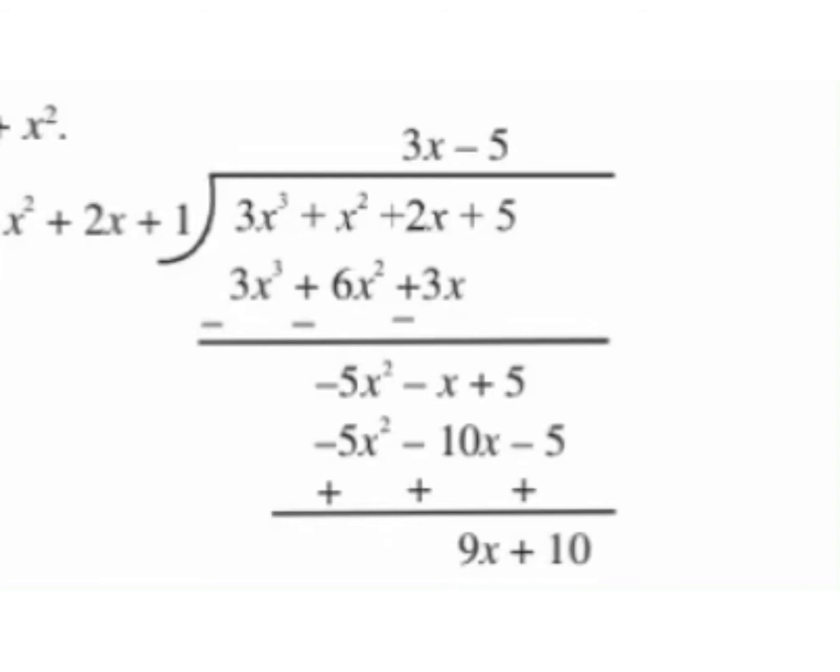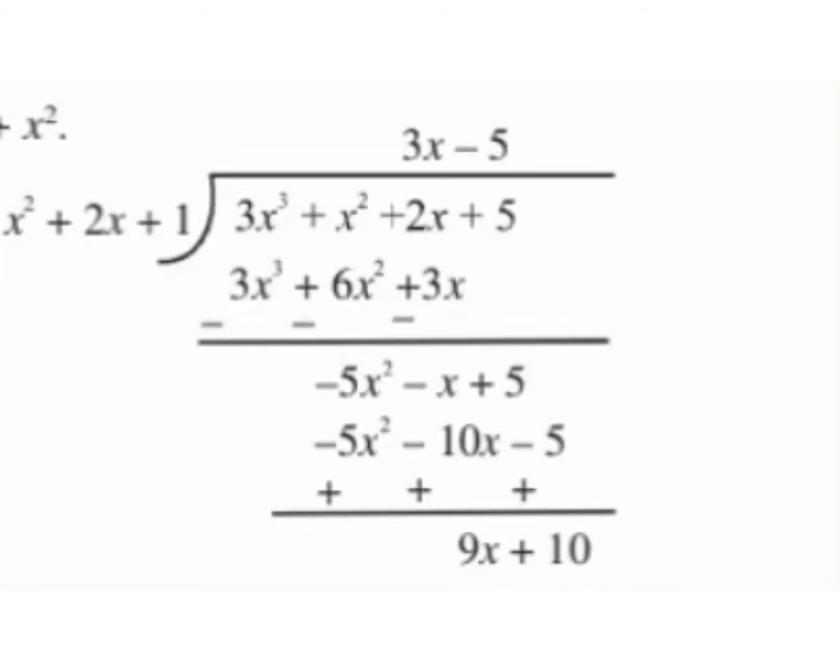Now on adding, we will get 3x cubed and minus 3x cubed will get cancelled. X square minus 6x square will be minus 5x square, plus 2x minus 3x will be minus x, and we have to take plus 5 down in the next step downward. Now again, divide minus 5x square by x square, we will get minus 5, and here you can see that it is the second term of the quotient.